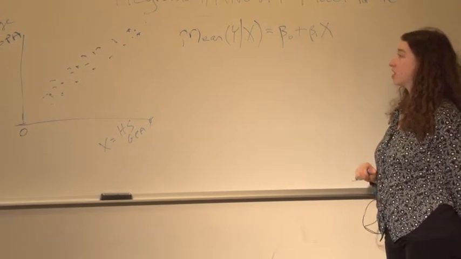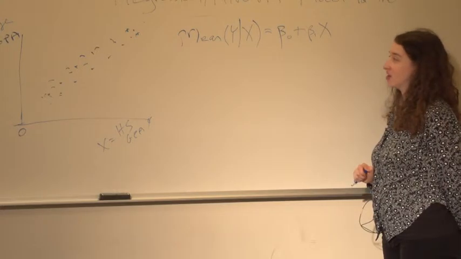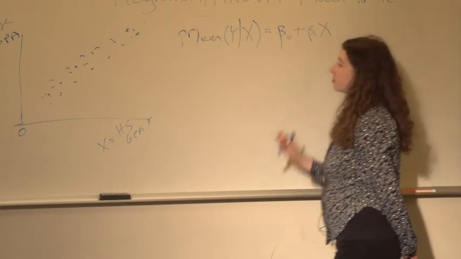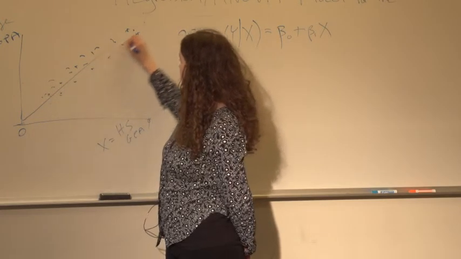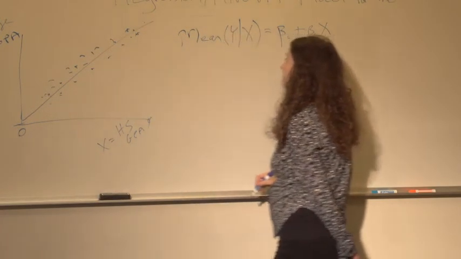This is the equation for a line, right? This is just the equation for a line. If I knew beta 0 and beta 1, that's the slope and intercept of a line. Okay, so I'd be able to draw the line that way.